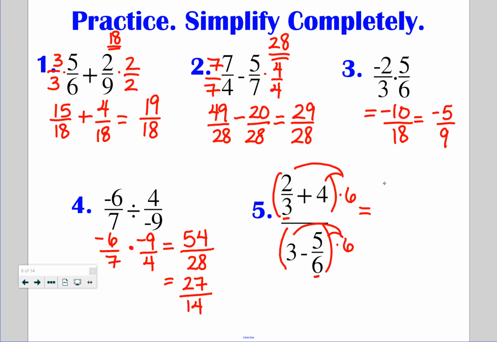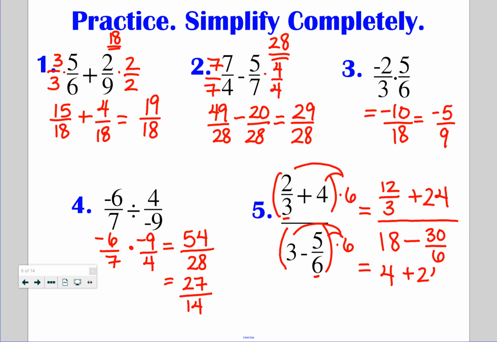6 times 2 on top is going to give me 12 thirds plus 24. 6 times 3 on the bottom gives me 18 minus 6 times 5 on top, 30 over 6. 12 over 3 gives me 4 plus 24. 30 over 6 gives me 5. My numerator is a 28. My denominator is a 13. Those two numbers have no factors in common, and that's your final answer.